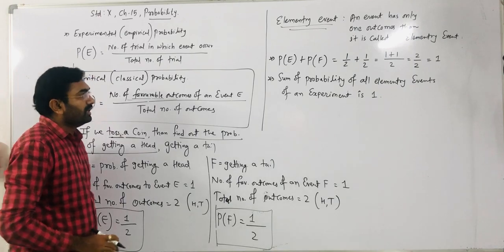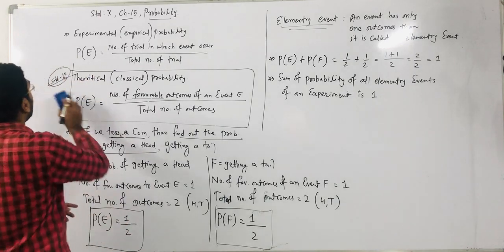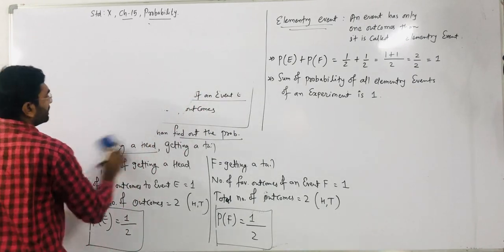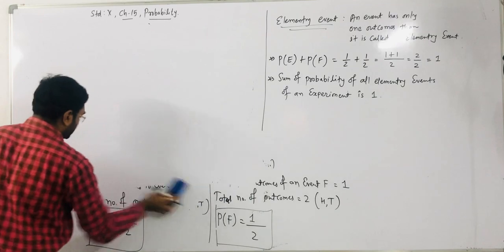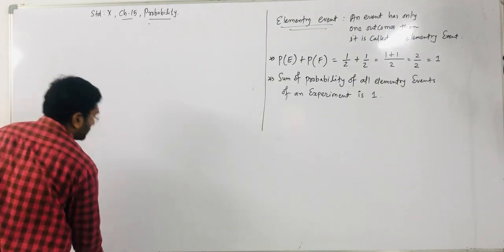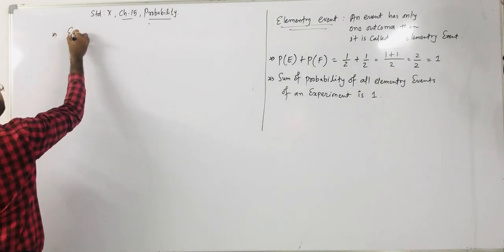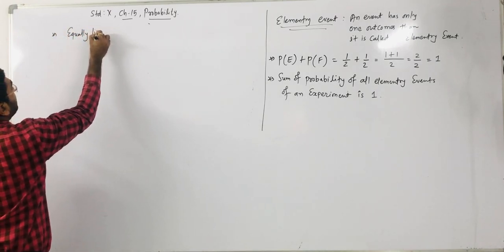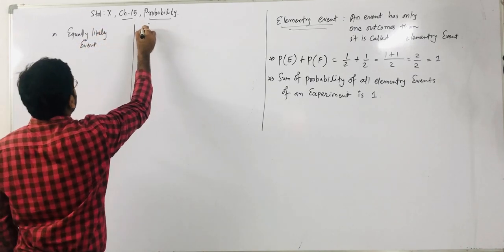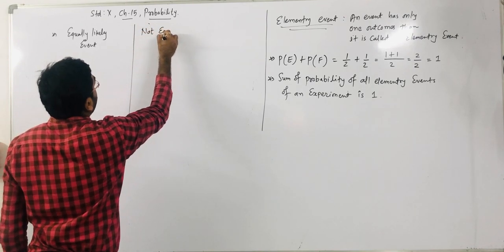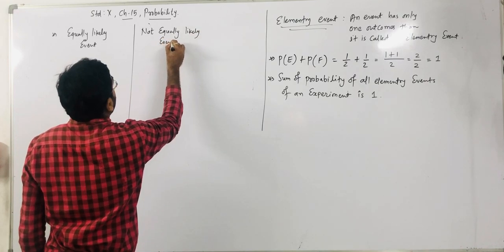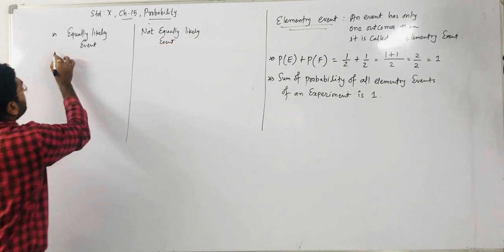Now we have to learn about the equally likely event and not equally likely event. Okay, elementary event we defined here. Now we have to define the equally likely event and not equally likely event. Okay, so here I represent the equally likely event, and here I represent the not equally likely event. For that I take an example, then you will be clear on that.